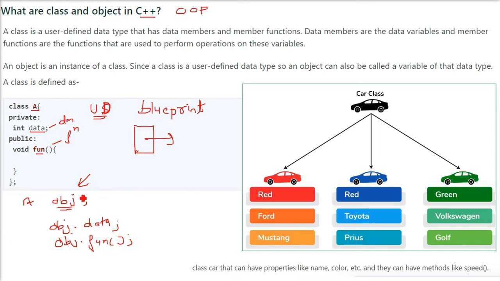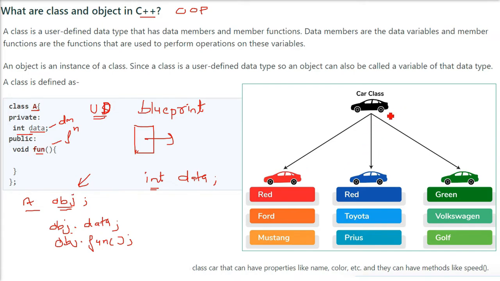Please remember, class is a user-defined data type, and object is a variable of this data type. Object is a variable because, like int a, you write, a is an integer variable. I'm just showing here: if you say int data, data is an integer variable. Similarly, an object is a variable of a class.